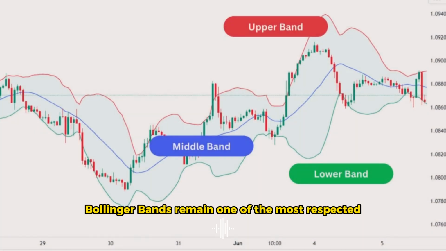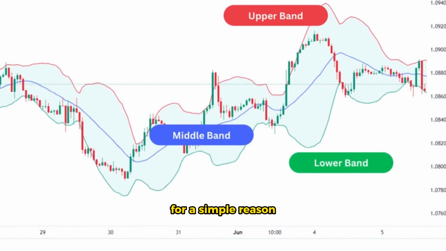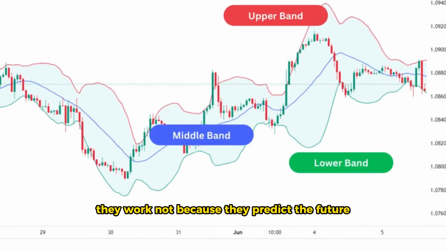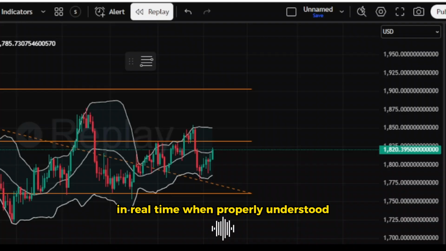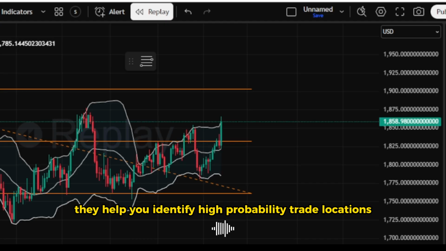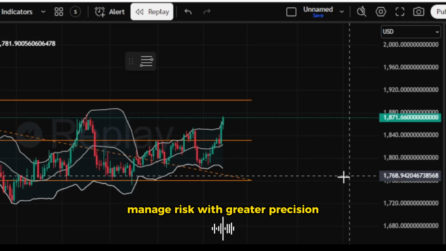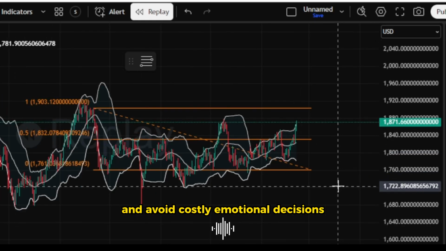Bollinger Bands remain one of the most respected tools among professional traders for a simple reason: they work. Not because they predict the future, but because they reflect what the market is actually doing in real time. When properly understood, they help you identify high probability trade locations, manage risk with greater precision, and avoid costly emotional decisions. This guide focuses on 4 time-tested strategies using Bollinger Bands that align with how serious traders approach the markets.